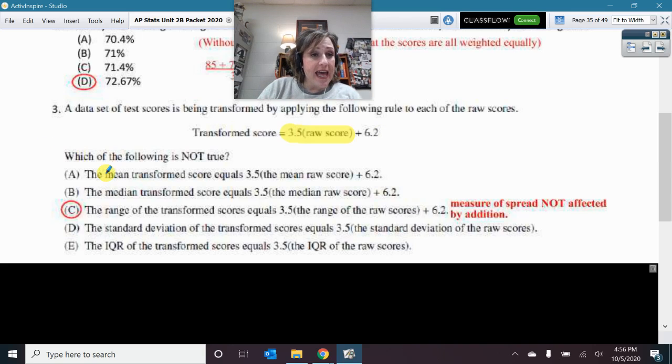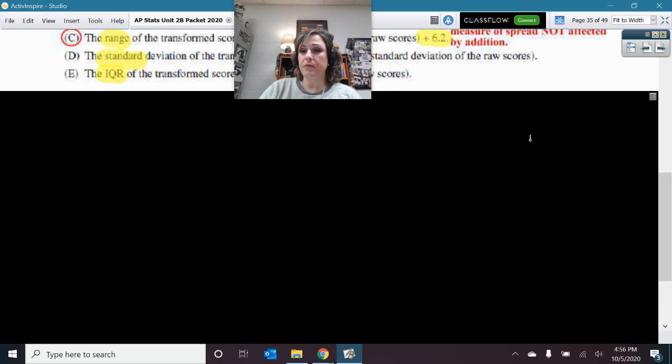But look here. I can see A and B are measures of center, so they're affected by both multiplication and addition. But C, D, and E are measures of spread, so their statement should say only the multiplication by the 3.5. Well, that's where answer choice C went wrong. The range is not affected by the plus 6.2.